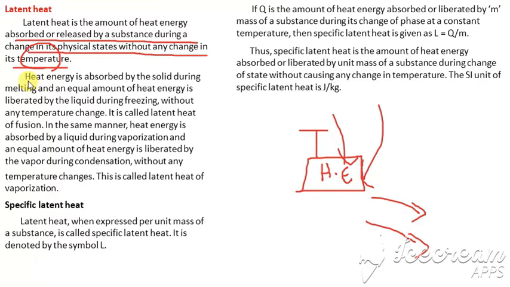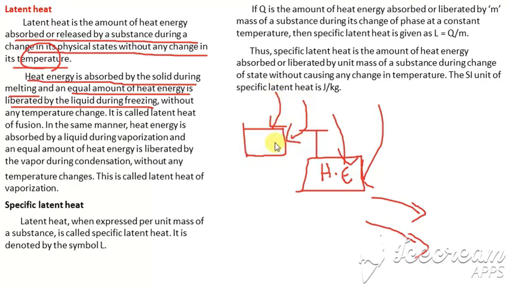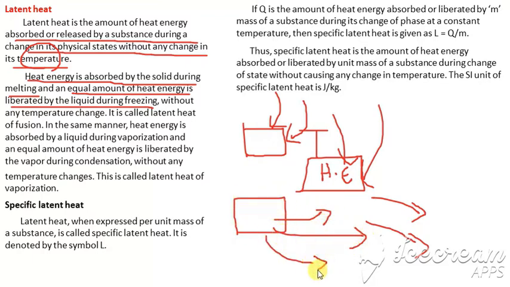Okay, heat energy is absorbed by the solid during melting and equal amount of heat energy is liberated by the liquid during freezing. Okay, so melting அப்போ ஹீட் எனர்ஜி அப்சார்ப் ஆகுது. So absorb ஆனது, ஐஸ் வந்து லிக்விடாக மெல்ட் ஆகும். அதே மாதிரி ஃப்ரீசிங்கில் ஹீட் எனர்ஜி ரிலீஸ் ஆகுது. Okay, அப்போ தான் it becomes ice cubes. Okay, without changing the temperature, it is called as a latent heat of fusion.